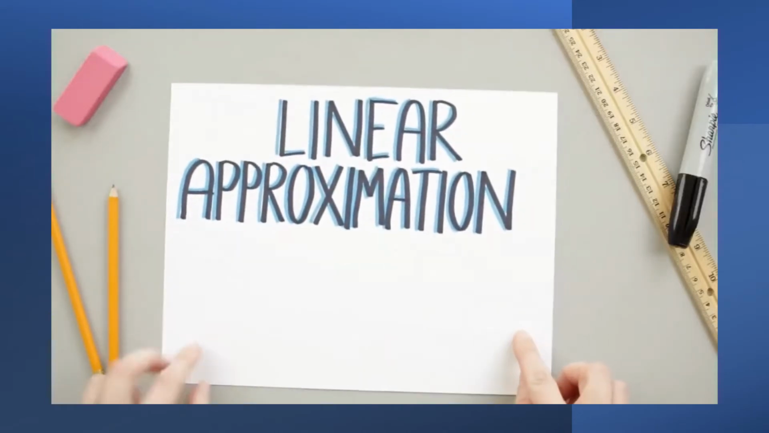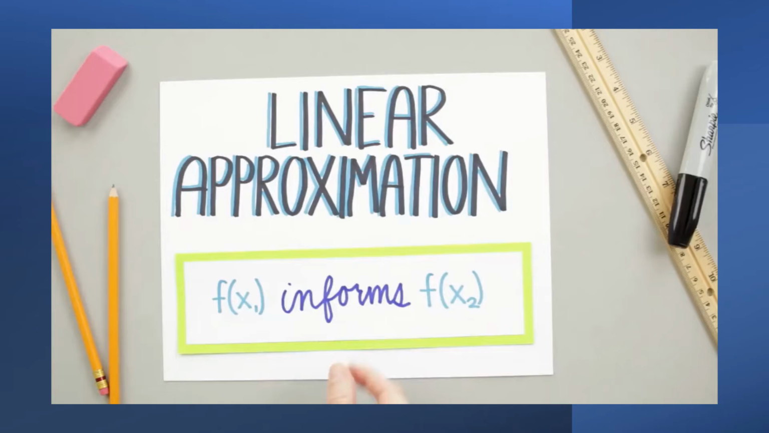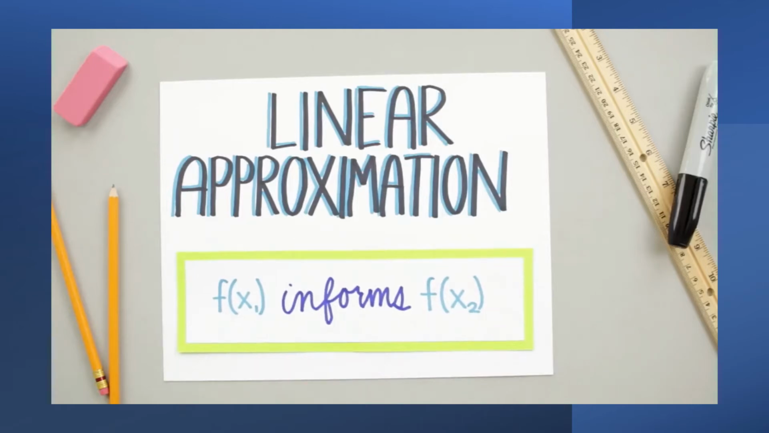Linear approximation, sometimes called linearization, is a process that we can use to find a really good estimate about the value of a function at a certain point that we don't know by using some information that we have about the value of a function at a point that we already know.